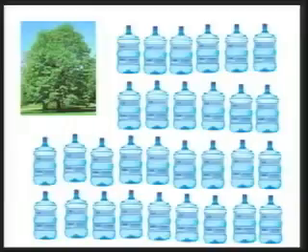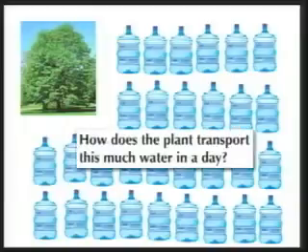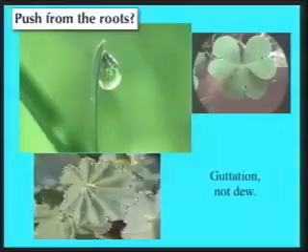And as I mentioned, just in an average sized tree, we can have on the order of a ton of water being moved through the plant without any energy expenditure. And so the question is, how does this happen? So one possibility would be that the plant actually pushes the water up from the roots. And that sort of movement actually is possible in plants.